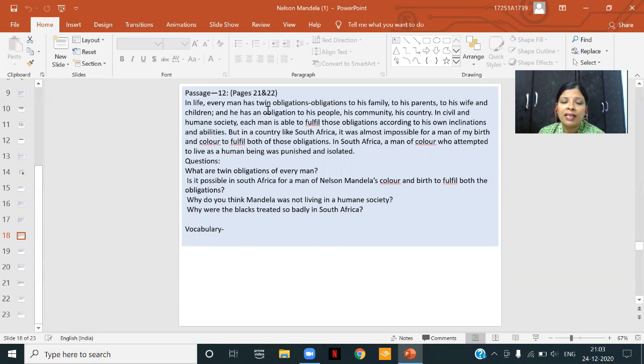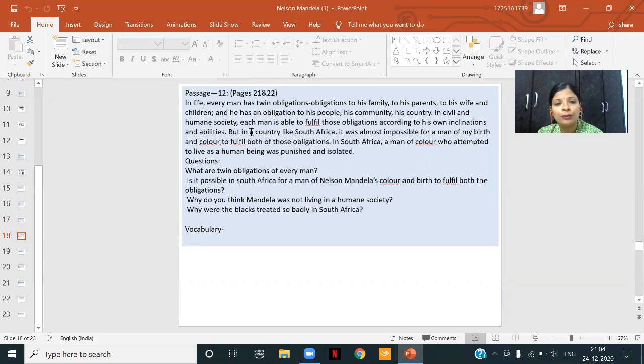In life, every man has twin obligations: to his family, to his parents, his wife, and children, and he has an obligation to his people, his community, and his country. This is very important, children. Nelson Mandela says every human being has two obligations, that is, two responsibilities. What is that responsibility or obligation? One obligation is towards his family, the other obligation is towards his community. It is very important to serve community as well.